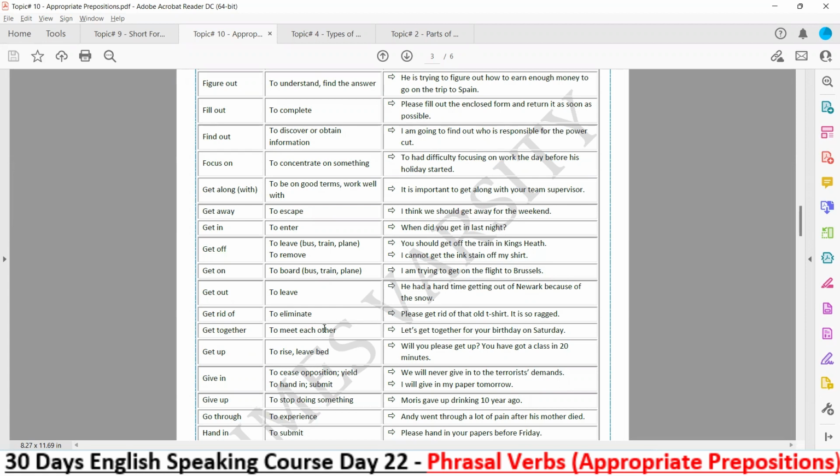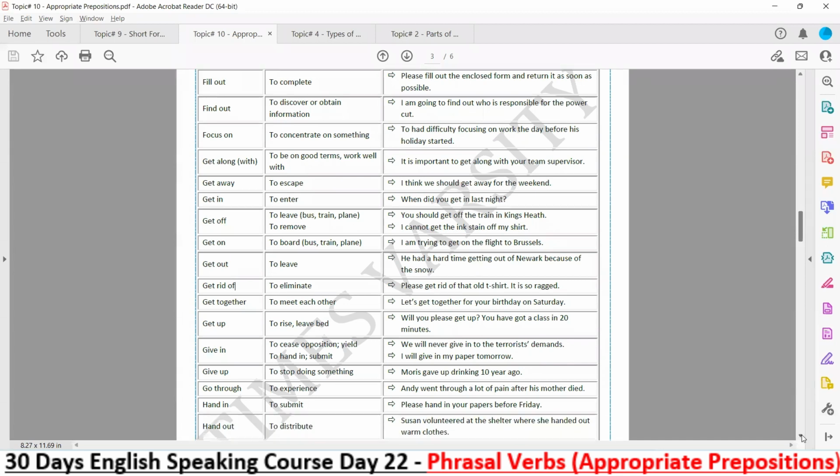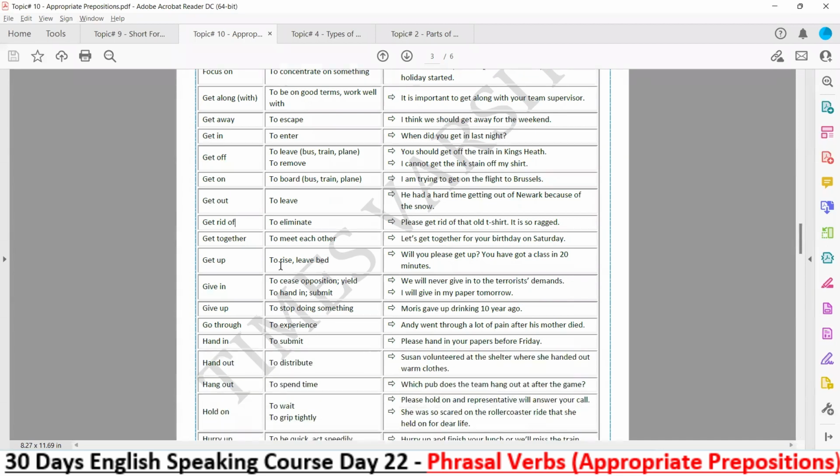Get together, to meet each other. Let's get together for your birthday on Saturday. Get up, to rise, to leave bed. Will you please get up? You have got a class in 20 minutes.